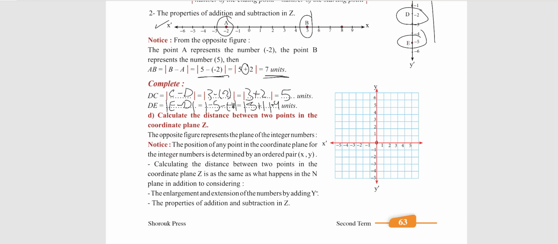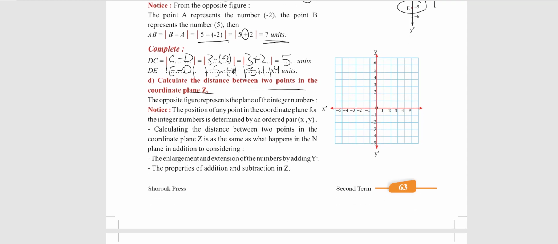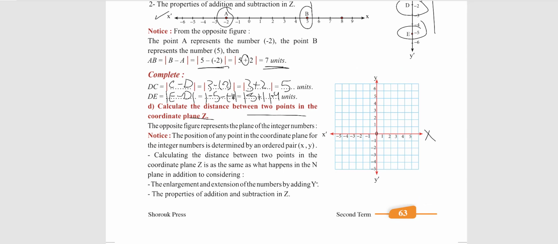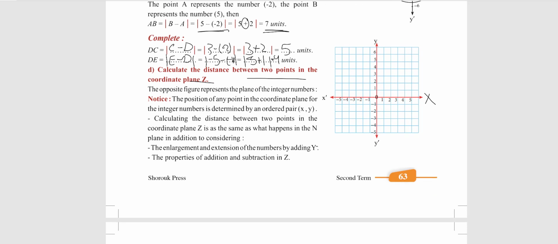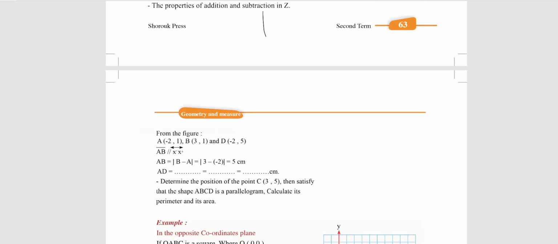After that, if we want to calculate the distance between 2 points in the plane Z, the plane Z contains two rays, ray X that contains positive and negative numbers, and ray Y that also contains negative and positive numbers. And if we want to determine the distance between 2 points, we get it by the absolute value of the ending point minus the starting point.